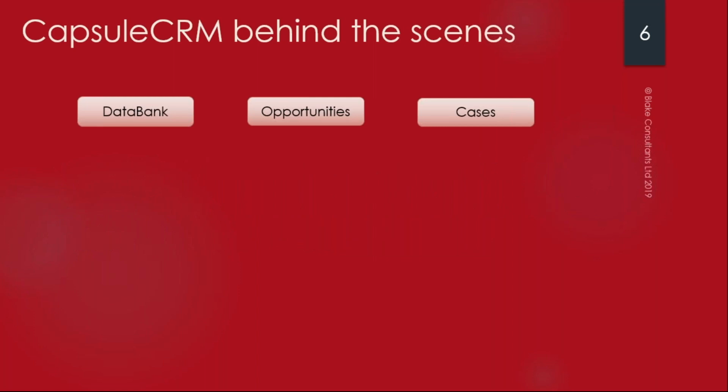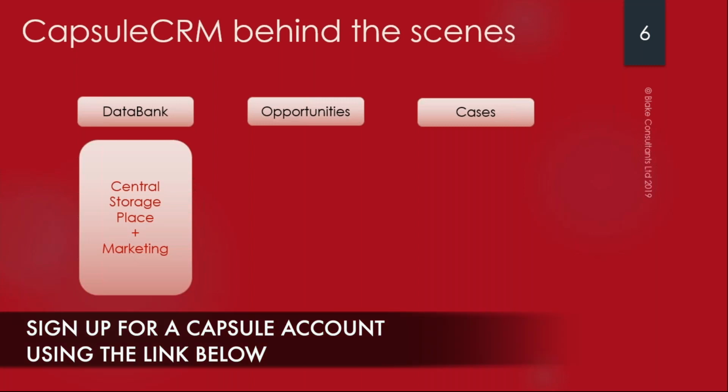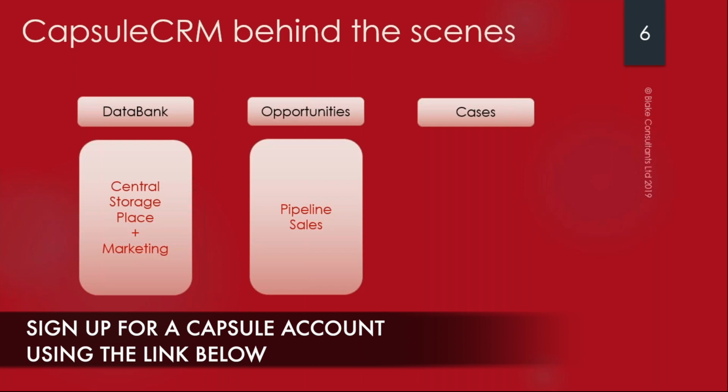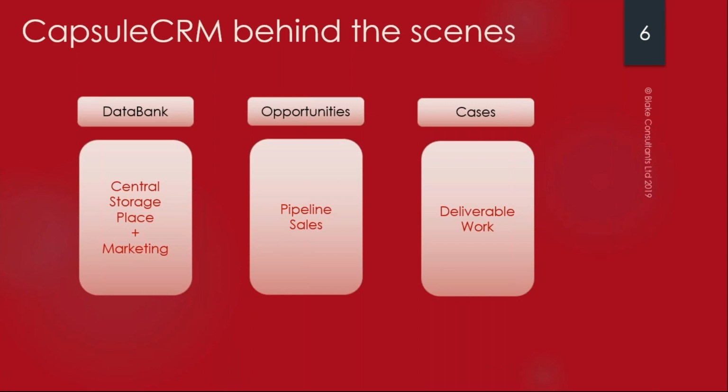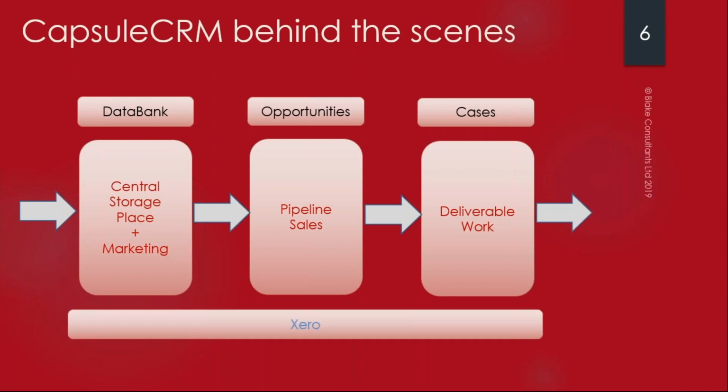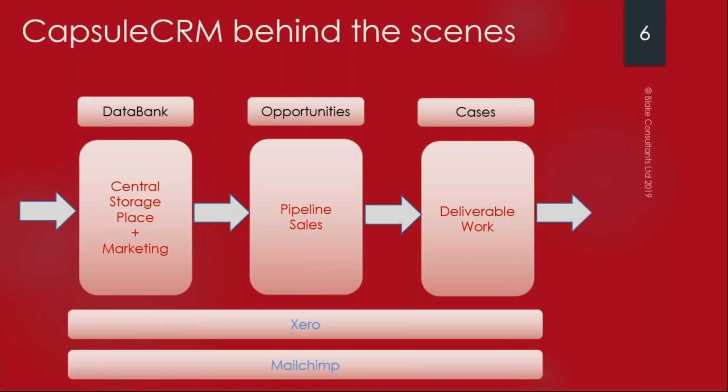There are three main areas of Capsule: the data bank, the opportunities and cases. Data bank is the central storage place, and we do our marketing from there. Opportunities is where we can manage our pipeline and keep on top of our sales, and cases is where we manage our deliverables. So the idea is to move people, contacts through marketing into pipeline and then into becoming a client, and then go all the way back around. And we're supported by Xero. So I think of Capsule, Xero and MailChimp as being the holy grail of systems for micro, small and medium sized businesses. Xero supports all of that, as does MailChimp.